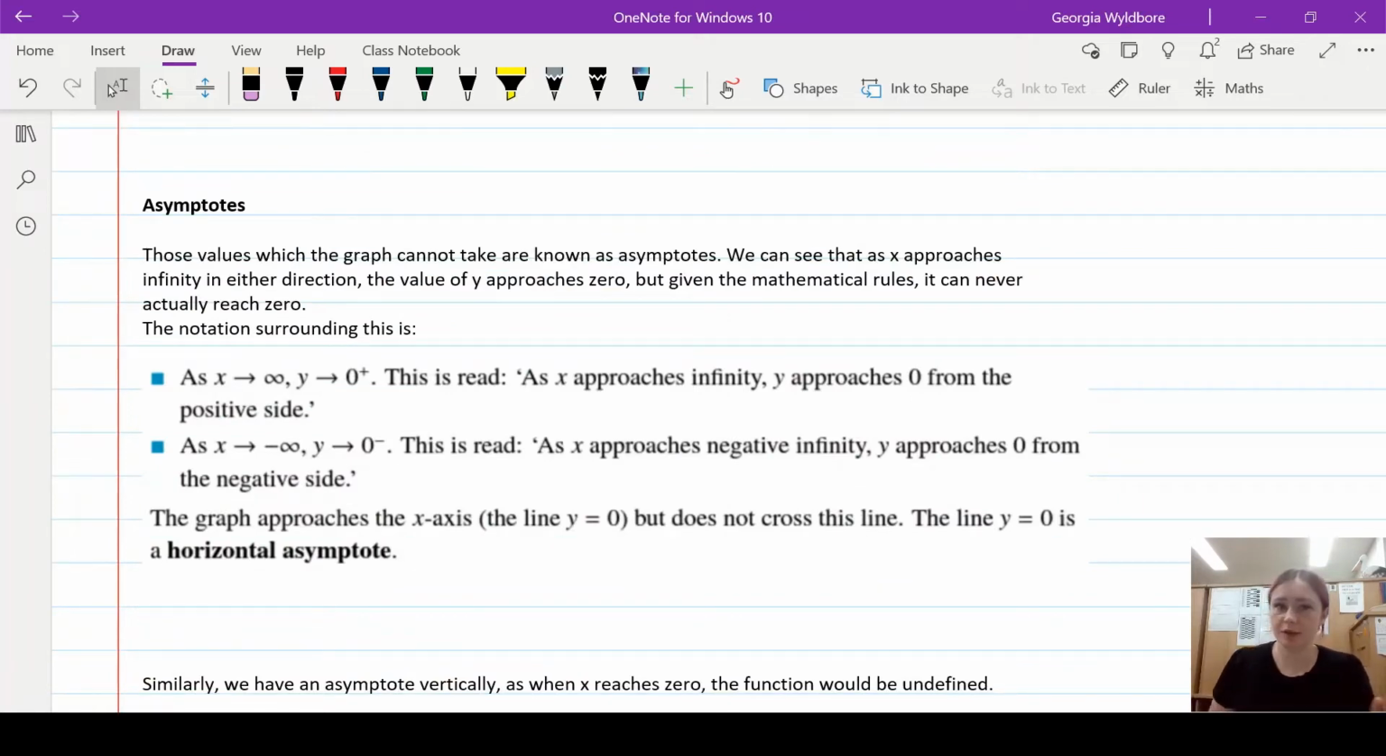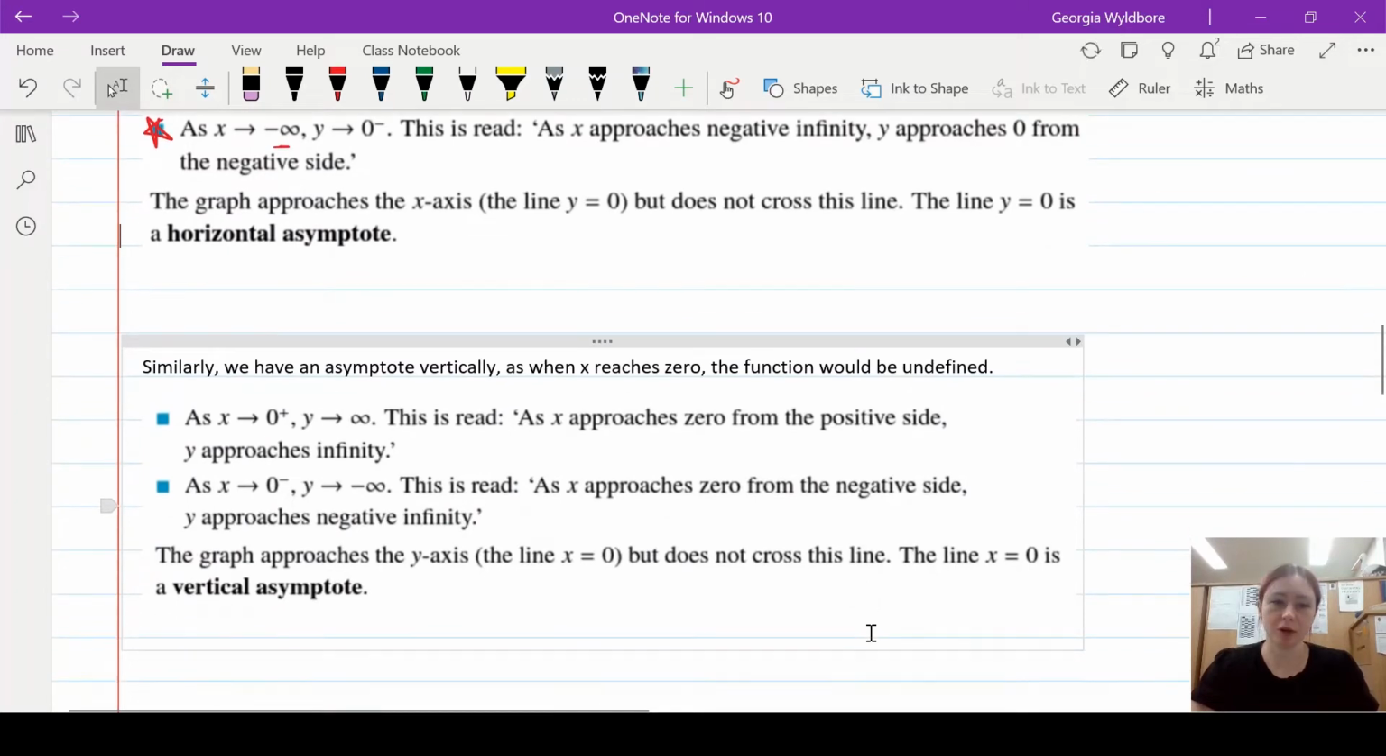So there's a little bit of notation around this. So saying that as x approaches infinity, the value of y approaches 0, but because we cannot have 1 over 0, we can't divide by 0, y can never reach 0. So this notation here and here is just saying that as x approaches infinity, y approaches 0, in this case from the positive side, because as x approaches infinity, y gets ever smaller, closer to 0, but it's coming from a positive number. And similarly, as x approaches negative infinity, y is going to approach 0 from the negative side.